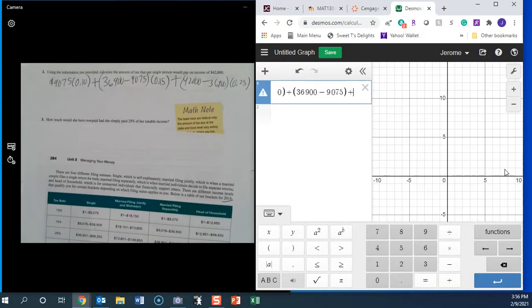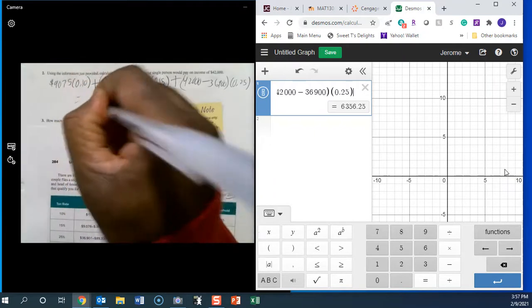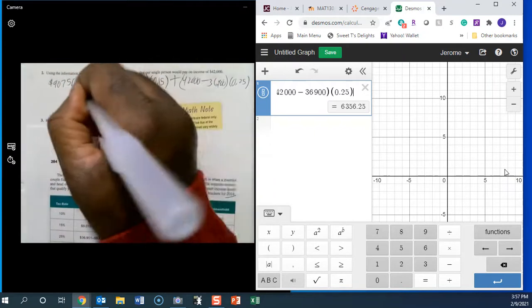Plus, oh, you know what? I didn't do the percent. So it'd be times 0.15. Then we would do plus parenthesis 42,000 minus 36,900. Close that parenthesis and then open up the other parenthesis for the 0.25. And now your tax here would be $6,356.25.